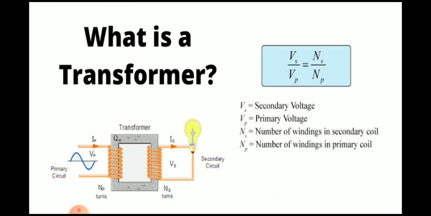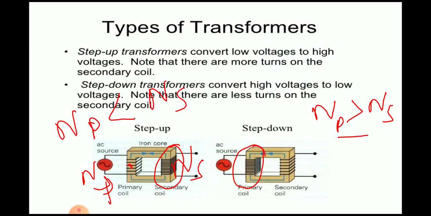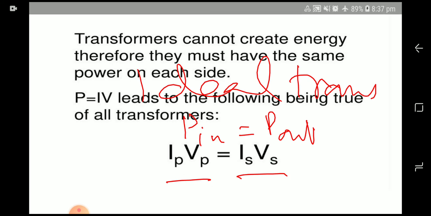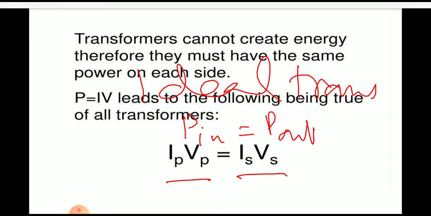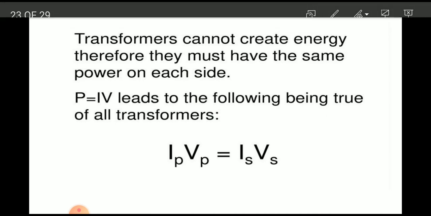This is the equation of the transformer. Vs is the secondary voltage at the secondary coil, Vp is the voltage at the primary coil, Ns is the number of secondary turns, and Np is the number of turns on the primary coil. Types of transformers: step up, step down. Step up increases the amount of voltage, step down decreases the amount of voltage, but the power remains constant. Power at the input will be equal to power at the output. This is for an ideal transformer.